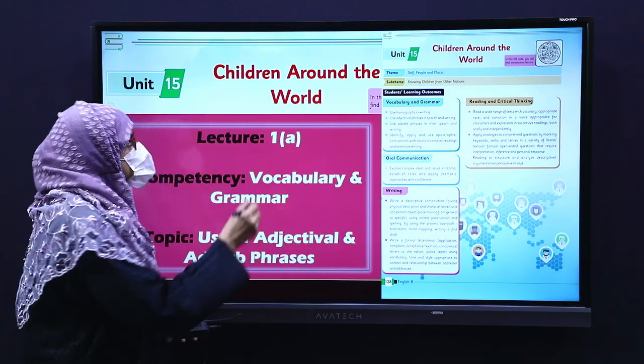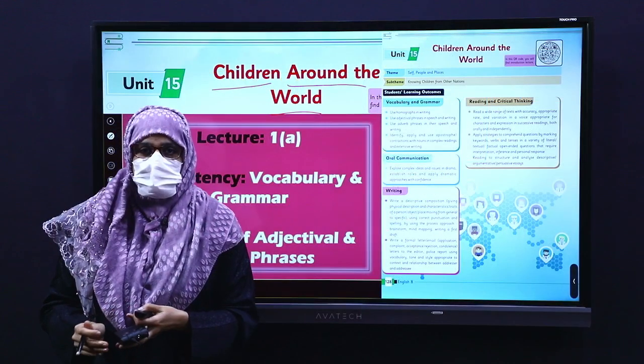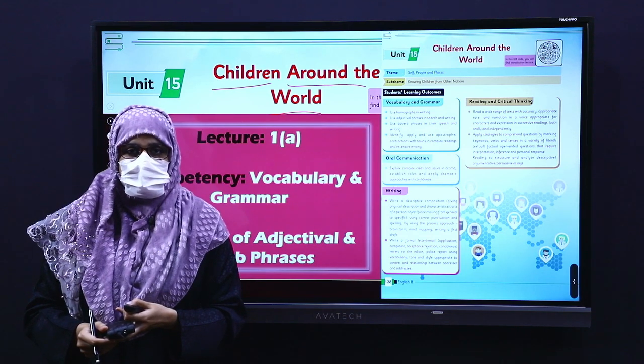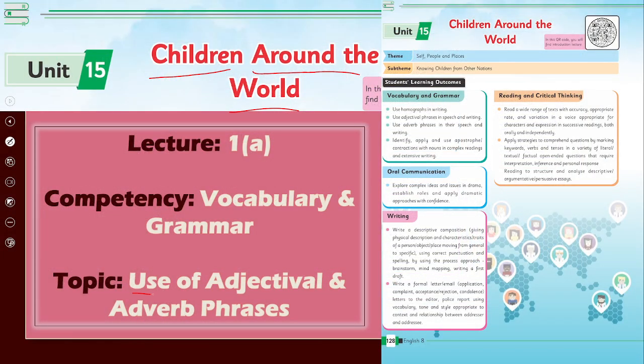Currently we are at unit number 15, Children Around the World. Our today's lecture is lecture number 1A and the competency that we are targeting through this lecture is vocabulary and grammar. Our today's topic is use of adjectival and adverb phrases.